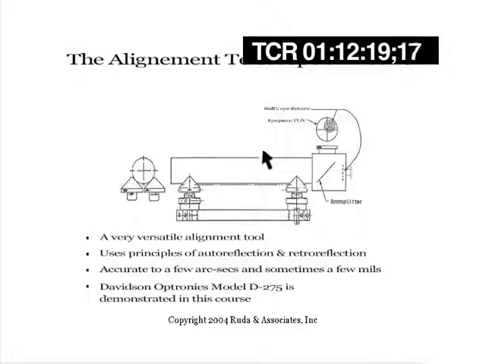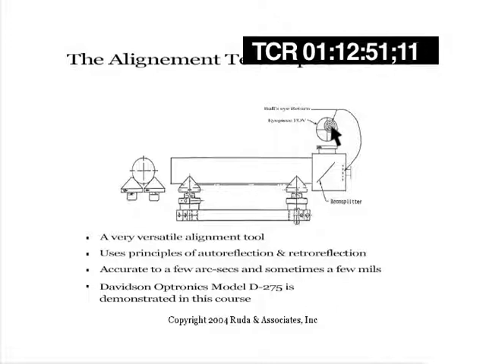Notice that I have shown schematically in the eyepiece not only this crosshair, which is focused in the eyepiece, but I also show this bullseye pattern. This bullseye pattern is the return image of the illuminated bullseye that's sitting inside of the body of the alignment telescope.